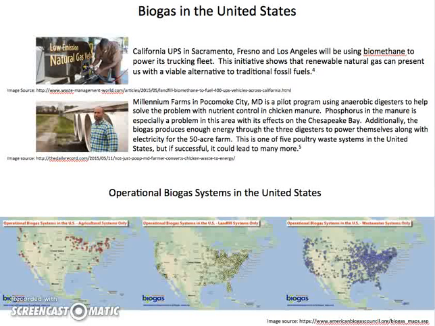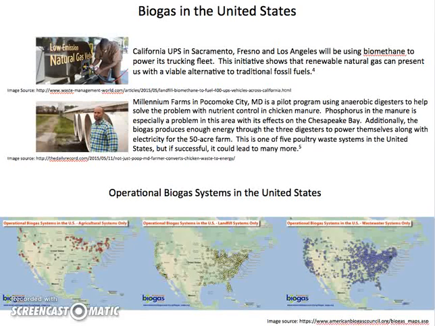Last thing I'd like to take a look at is biogas in the United States. I found these two recent articles highlighting biogas. On the top, California UPS in Sacramento, Fresno, and Los Angeles will be using biomethane to power its trucking fleet. The initiative shows that renewable natural gas can present us with new viable alternatives to traditional fossil fuels.